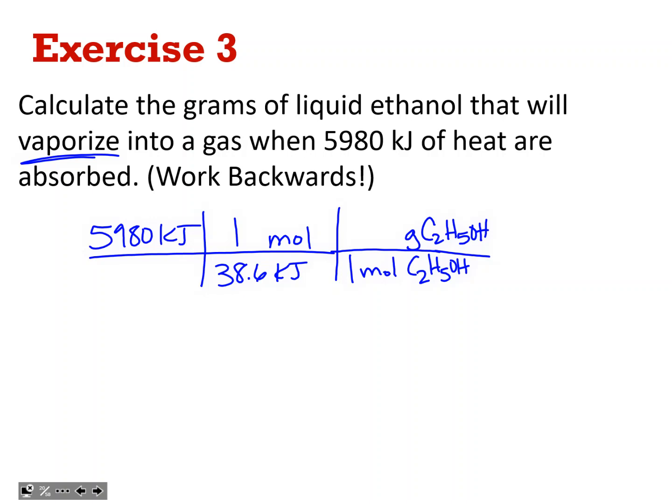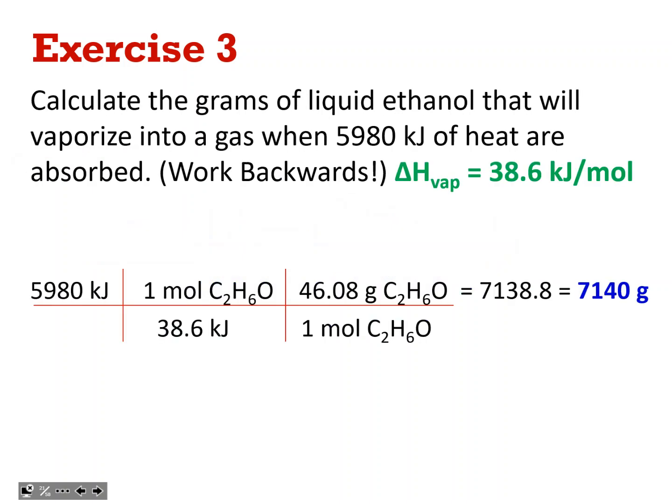Yes, 46.08. And we can figure out our grams, the grams that can be vaporized from this amount of kilojoules. And it looks like 7,140 grams can be vaporized with this amount of heat. So this is in essence the phase change part of the program.